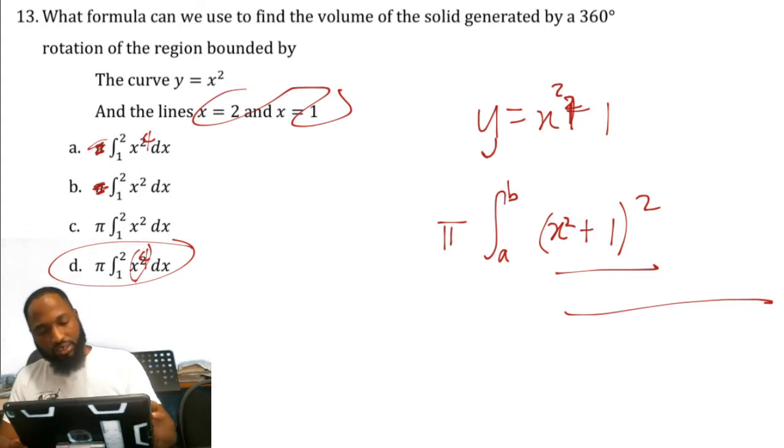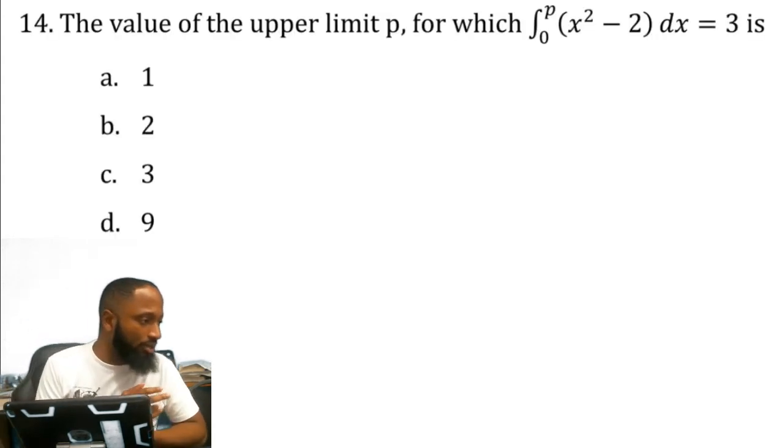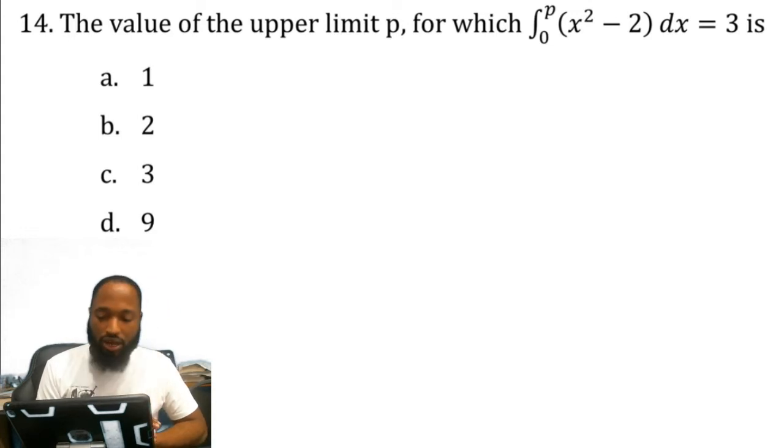So the next thing they can do is ask you to figure out the missing limit. The missing upper limit or the missing lower limit. So I chose the upper limit here. The missing upper limit. The value of the upper limit P.